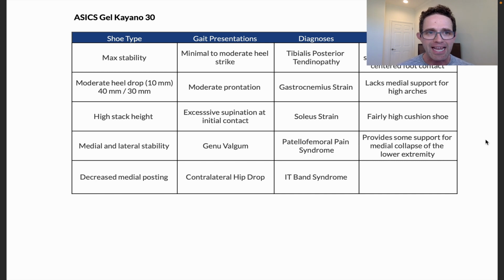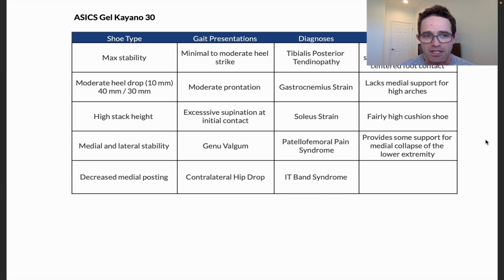So as I mentioned, the Asics Gel Kayano 30. So this is going to be a max stability shoe. It's also going to have a moderate heel drop. So that's going to be 10 millimeters. Heel drops are considered moderate, really anywhere between 6 and 10, although this number is changing over time. And that's going to be a stack height in the back or the rear foot of 40 millimeters and in the forefoot of 30 millimeters. That's how we get our 10 millimeter heel drop.